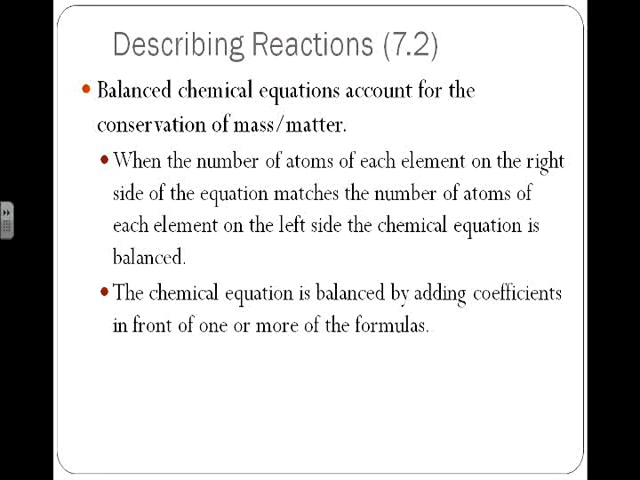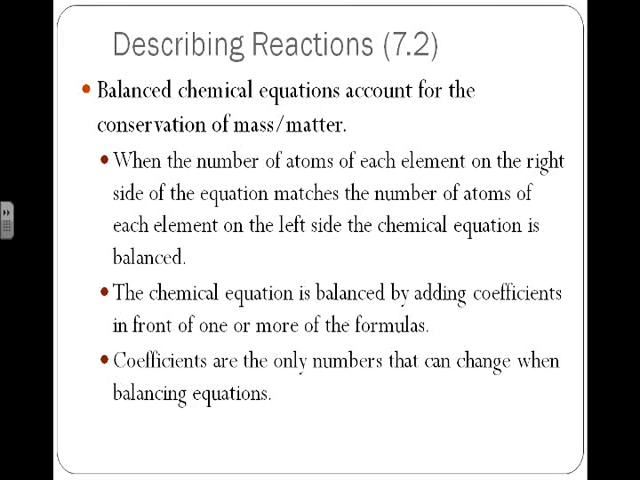The chemical equation is balanced by adding coefficients in front of one or more of the formulas or elements. Coefficients are numbers that go out front. You cannot change the subscripts, the small numbers at the bottom, but you can add a number out front, which is a coefficient. Coefficients are the only numbers you can change when you balance chemical equations.